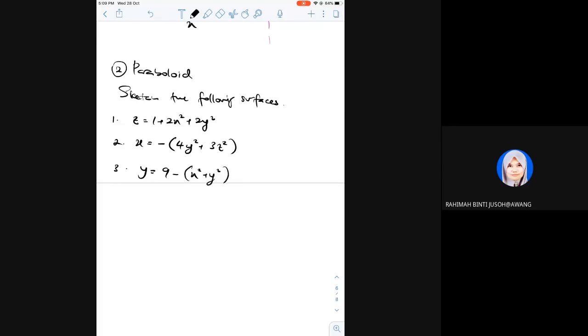Okay guys, what's the difference between the equations of a paraboloid and the equations of a parabolic cylinder? What's the difference? We have all the variables. Yes, well done. We have all the variables here. So that's the difference between a paraboloid and a parabolic cylinder.